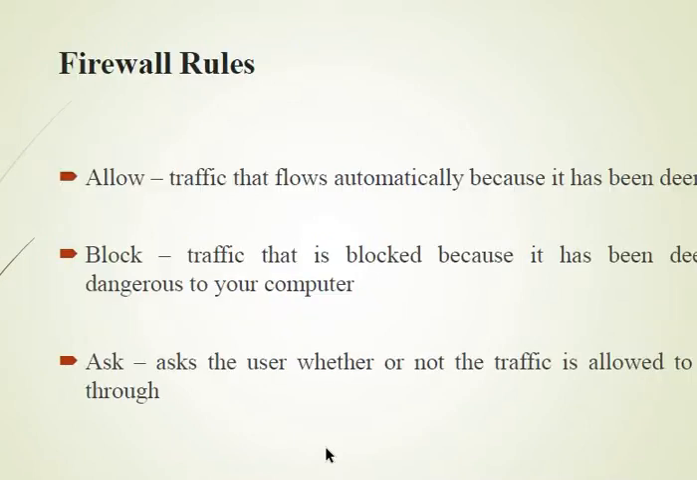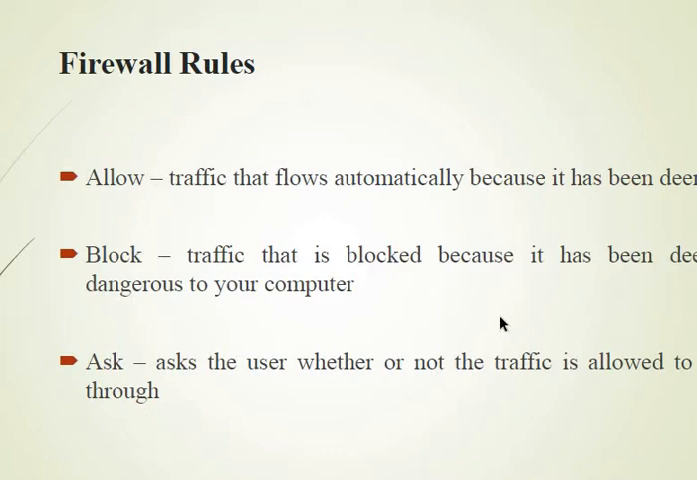So next, let's move to the firewall rules. Firewalls basically have three rules: allow, block, and ask. Allow means traffic flows automatically. I will show you how exactly the firewall works. Traffic means data. When we send a message from one computer to another computer, in technical words we treat it as traffic. So the firewall can allow a traffic, block a traffic, or ask the user whether to allow it. This is the allow, block, and ask rule.